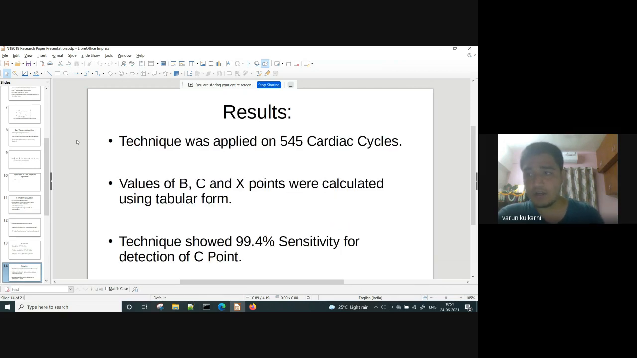Now coming to the results. Evaluation of the technique was carried out by applying it on a total of 545 cardiac cycles in the recordings from 9 healthy subjects and 5 cardiac patients. Examples of the detection of the points have been given in a graph. A qualitative visual examination of the automatically detected points showed a very small number of errors, and most of the errors were related to errors in the detection of the R peaks.